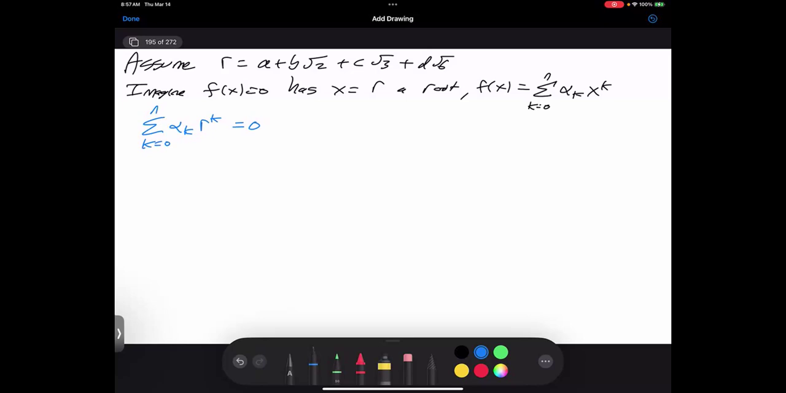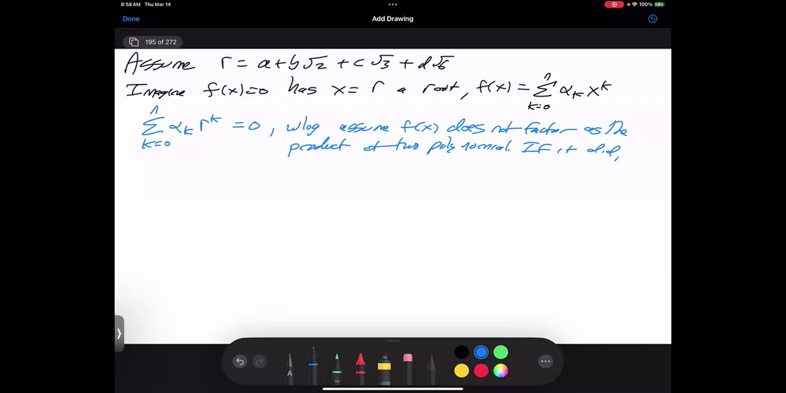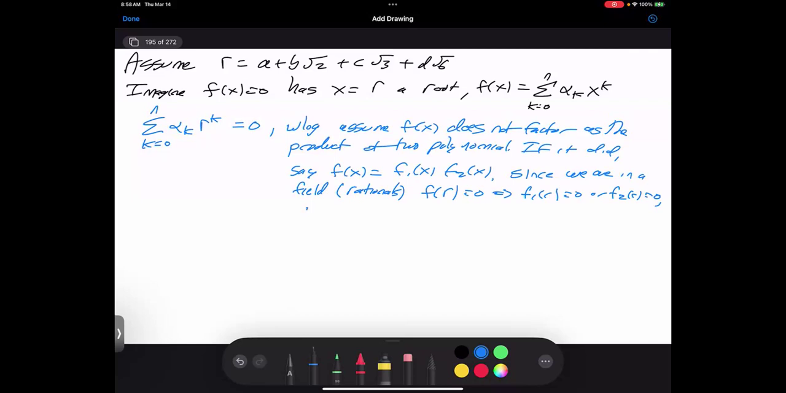Without loss of generality, let's assume f of x does not factor as the product of two polynomials. If it did, say f of x equals f1 of x times f2 of x, since we are in a field, the rationals, f of r equals 0 implies f1 of r equals 0 or f2 of r equals 0. So we could study a smaller degree polynomial.